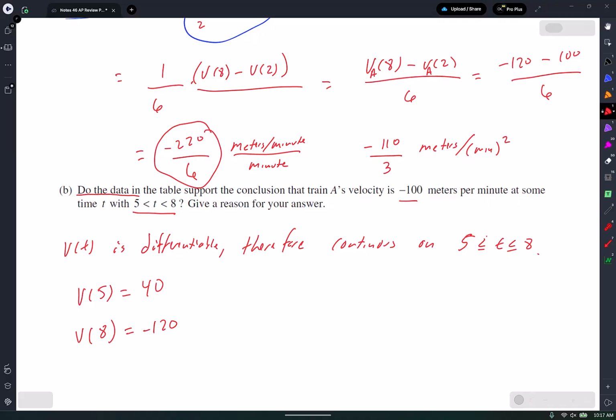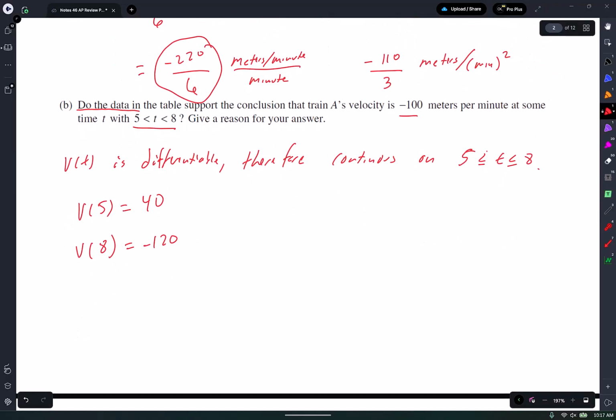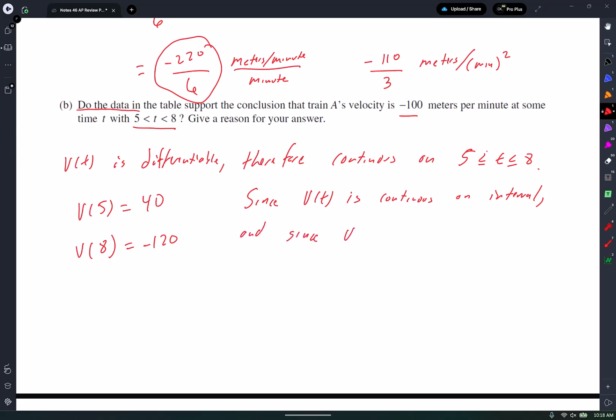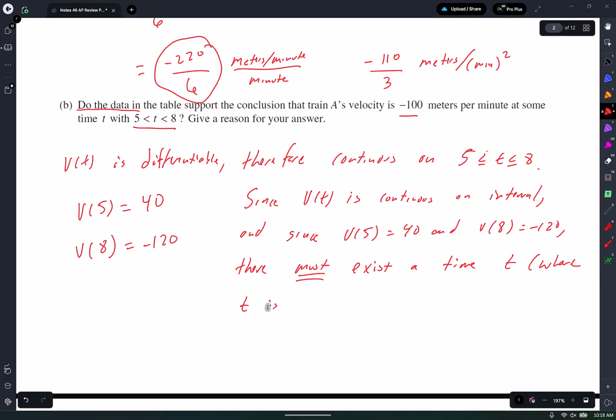Okay. You don't even have to mention the intermediate value theorem. I would just state this. I would go, since V of t is continuous on the interval, comma, and since V of 5 equals 40, and then tell me if it's right English, V of 8 equals negative 120, comma, there must, and I would double underline the word must, exist a time t where t is between 5 and 8, close parentheses.